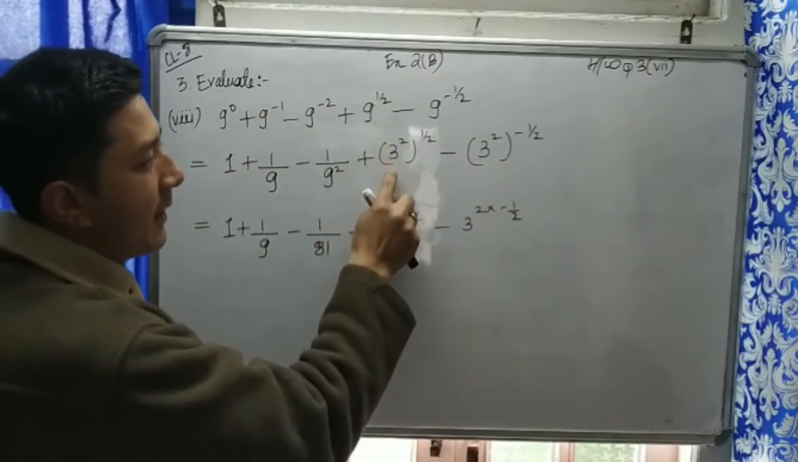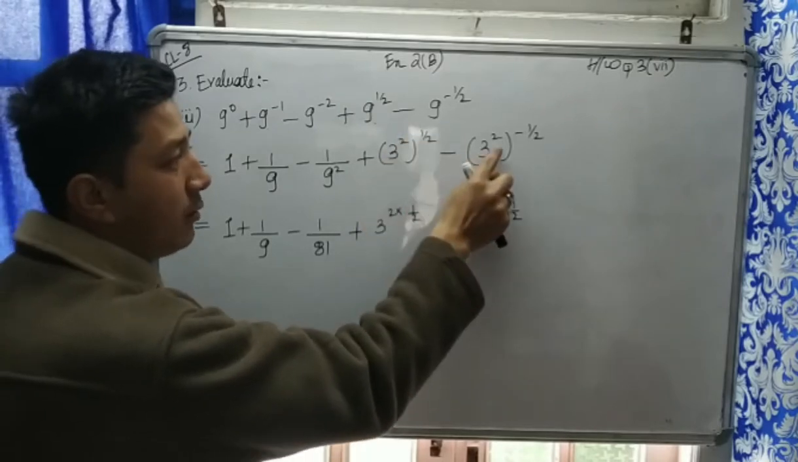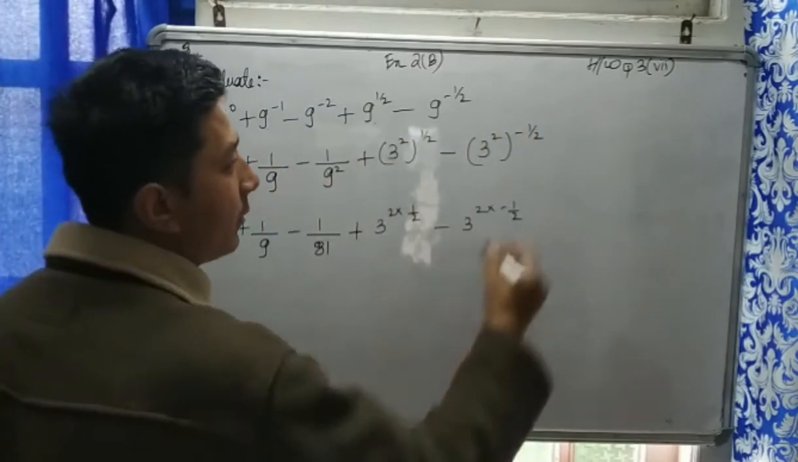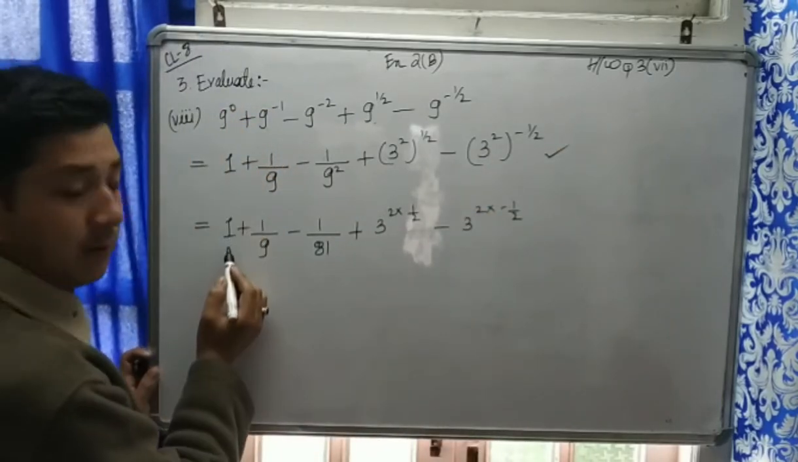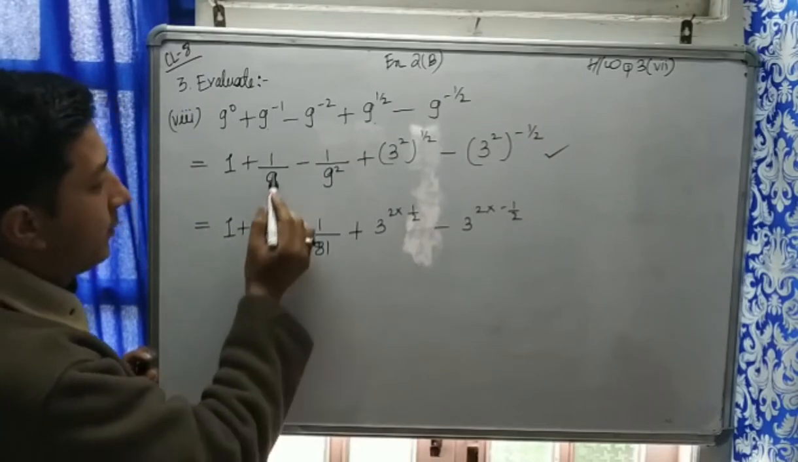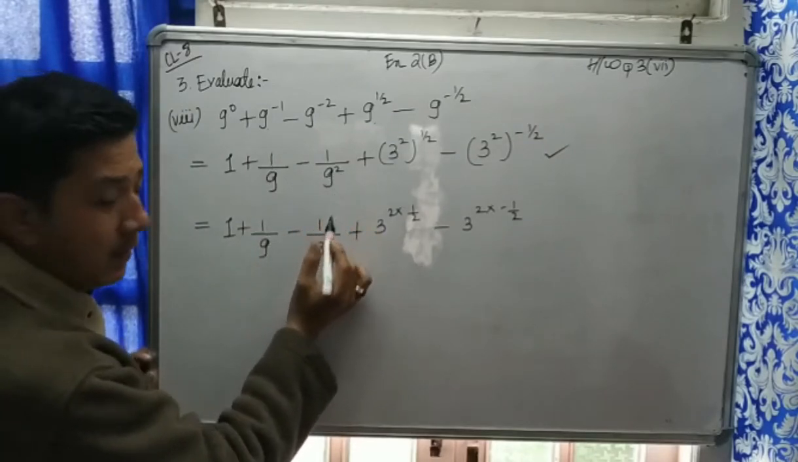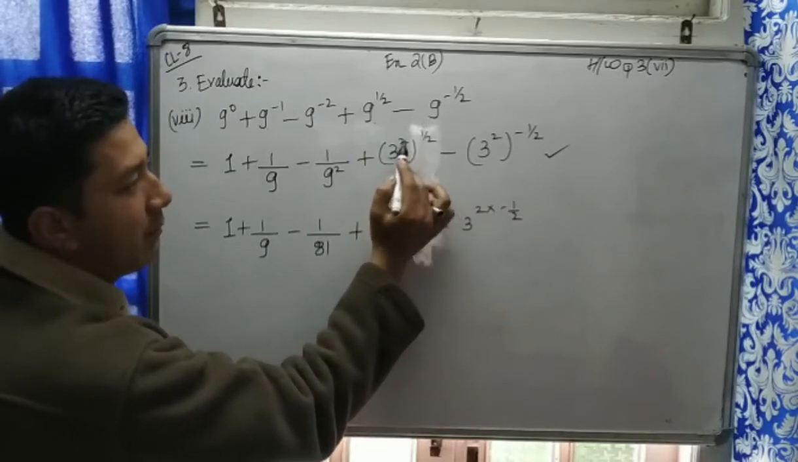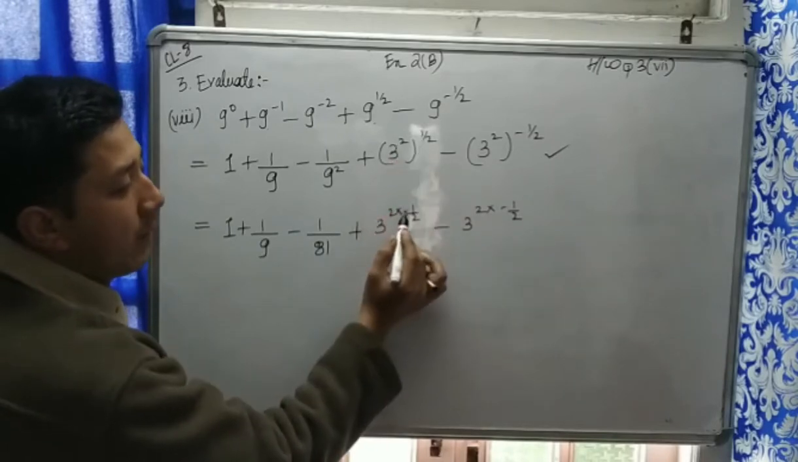9 can be written as 3 squared to the power half minus 3 squared to the power minus half. I hope you are clear till here. After that, 1 remains as 1, plus 1 by 9, minus 9 squared, 9 nines are 81, plus. I can use the power law. The powers get multiplied: 3 to the power 2 into 1 by 2.